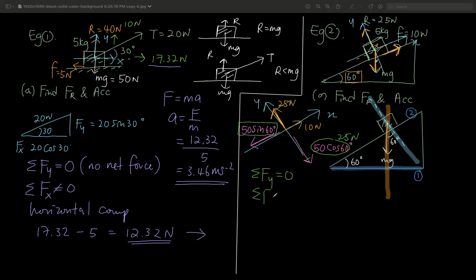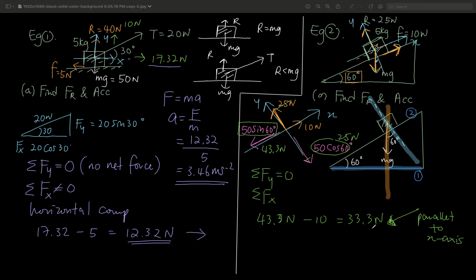What about sum of horizontal? Okay, calculate horizontal. 50 sine 60, we get 43.3. Here, 43.3 Newton. This is 10 minus. So 43.3 Newton minus 10. 33.3 Newton. Direction over here, parallel to x-axis. That is my net force in the horizontal component.